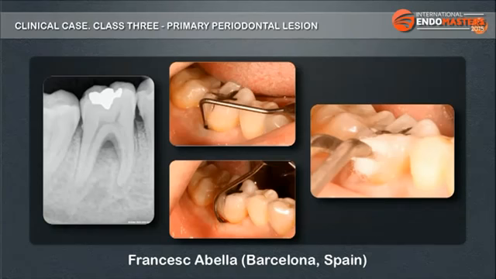Abella from Barcelona. Patient presented with a deep and narrow localized pocket in the central buccal of tooth 4.6. Horizontal probing revealed a class 2 defect in the buccal furca. There was an occlusal amalgam filling and a positive normal response to cold test.